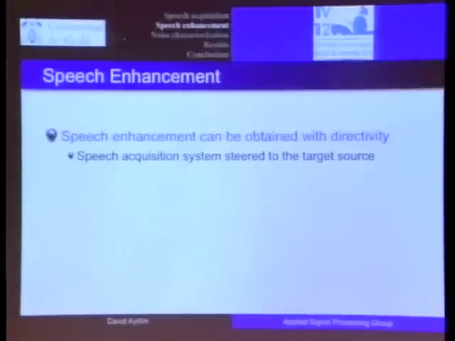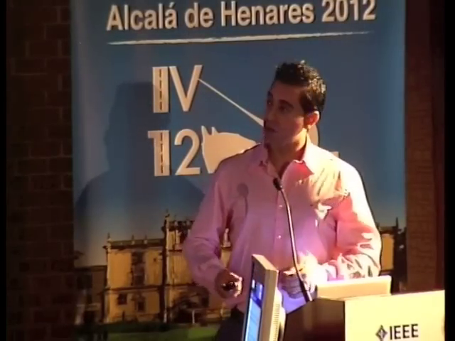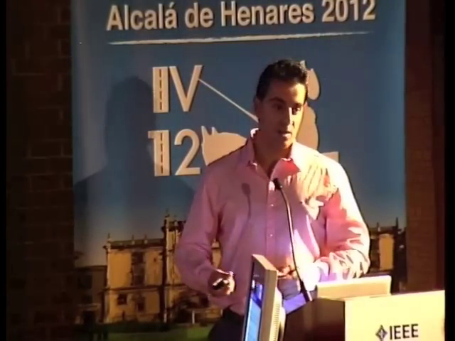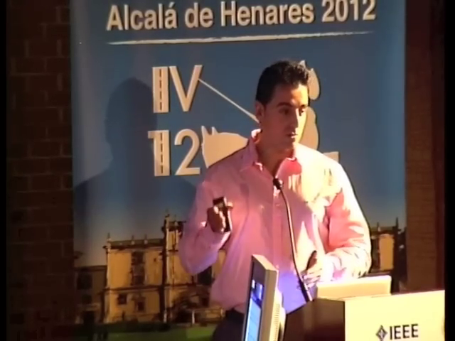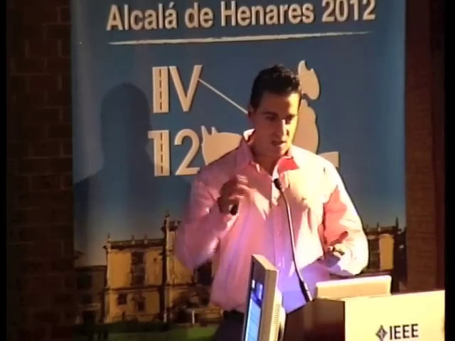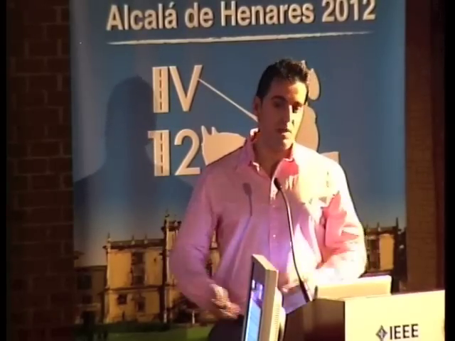Speech enhancement can be obtained in our system with directivity. If we focus our acquisition system on one person, we amplify the signal coming from this direction, and we can remove or attenuate the signal coming from other directions. This can be achieved with directional microphones, but directional microphones have several drawbacks. They are larger and more expensive than omnidirectional microphones, and if we put one directional microphone pointing toward one source, it cannot be changed to point toward another source. We would have to move it or install several directional microphones.